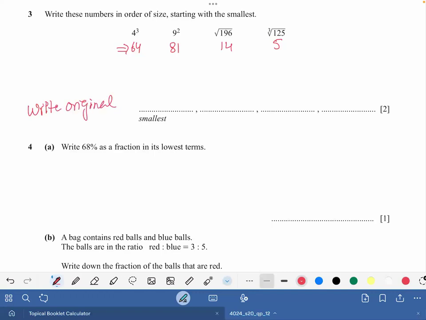Original numbers here. So the smallest number is cube root of 125, because the answer is 5. And then we have square root of 196. Then we have 64, which is 4 cube. And the last one is 9 square, which is 81. So that's how we do it.